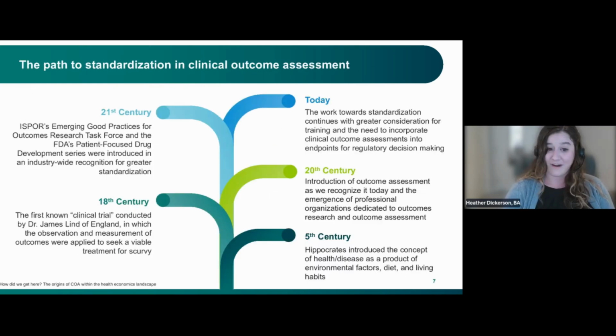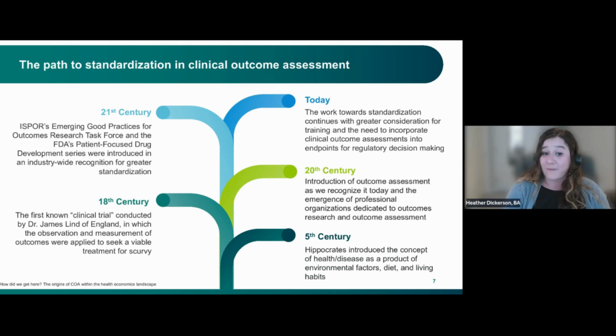So with that framework in mind, let's take a quick look at a little bit of a path, if you will, the path that we followed to get where we are today, to a standardization of clinical outcome assessment. Of course, as you can imagine, it would be a long road between the introduction of this Hippocratic ideal of holistic medicine and the recognition of clinical outcome assessment as a dedicated field of study. The first recorded clinical trial of sorts wouldn't take place until the 18th century in 1747. This is when Dr.